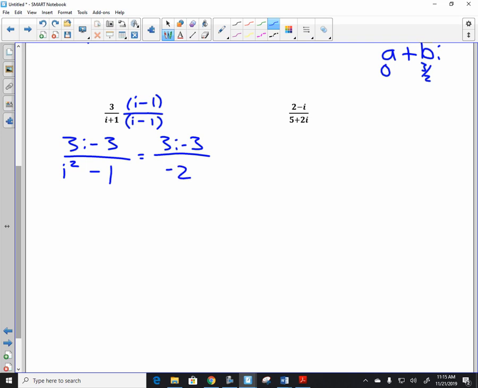Negative 2. Now, I want to write it in the form of a plus bi. As you can see here, that's not in the form of a plus bi. Would everybody agree I could take 2 plus 3 over 5, and that's the same as 2/5 plus 3/5? So therefore, I'm going to write it as two different fractions. Negative 3 over negative 2 is 3 halves. And then 3i over negative 2 would be minus 3 over 2 i. So that's in the form of a plus bi.